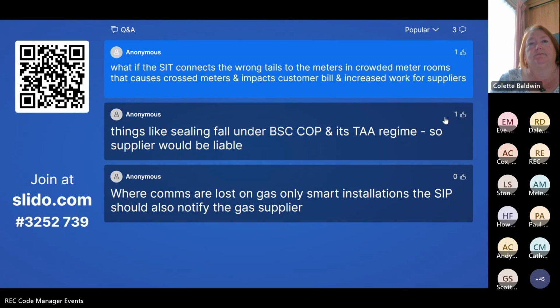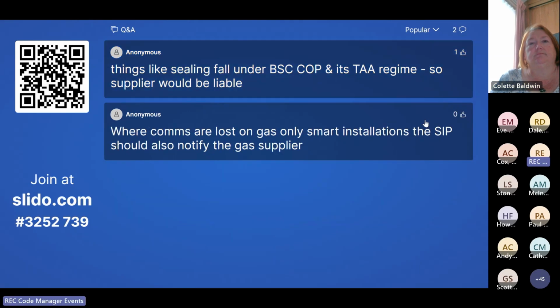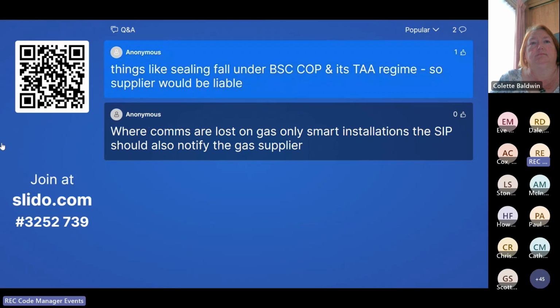Thank you. And just the last two now. Things like ceiling, again, this is more a point to consider, that things like ceiling fall under the BSC code of practice and its TAA regime. So the supplier would own the liability in that case as a consideration.